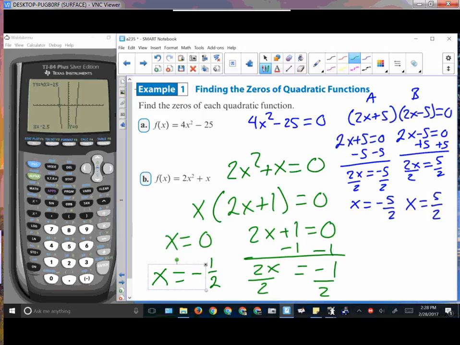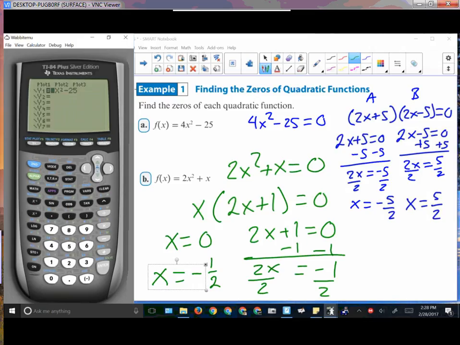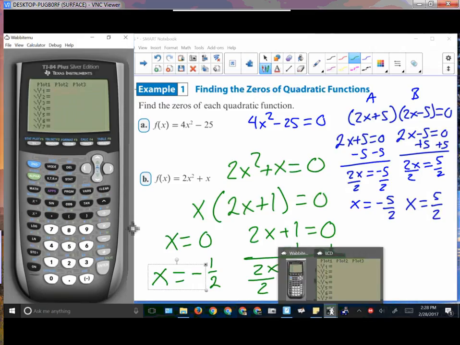So what does this look like? Can I graph this thing? Well, I sincerely hope I can. So let's see. Let's get this thing out again.